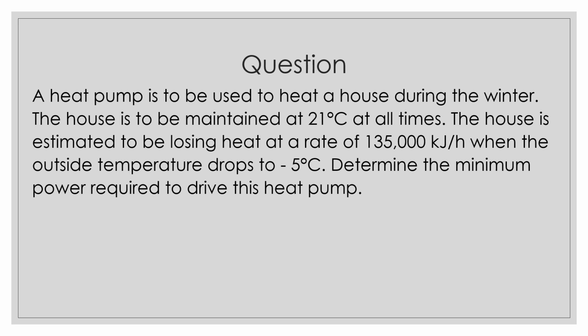A heat pump is to be used to heat a house during the winter. The house is to be maintained at 21 degrees C at all times. The house is estimated to be losing heat at a rate of 135,000 kJ per hour when the outside temperature drops to -5 degrees Celsius. Determine the minimum power required to drive this heat pump.